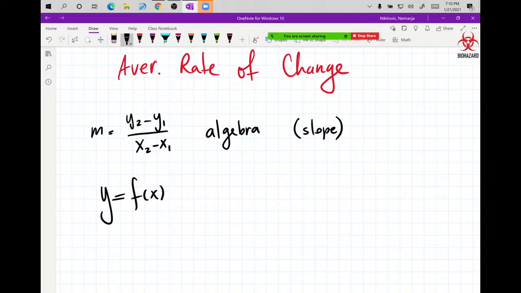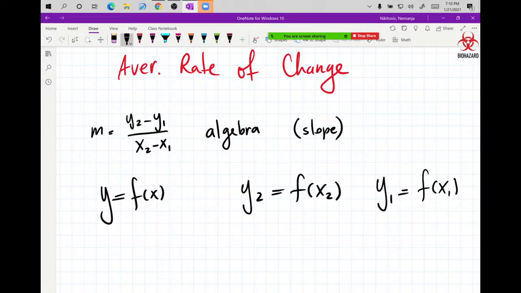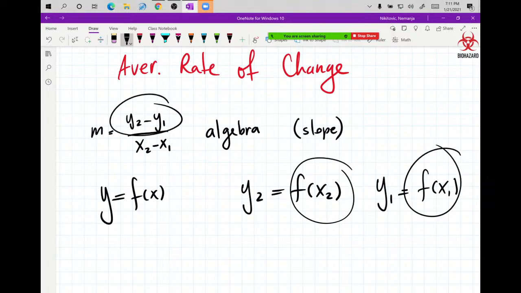Right? We defined function as y equals f of x. So we can compute these y's as we plug in numbers into x. That means that y2 must be f of x2, because the y value is going to be produced by plugging x2 into the function. And the y1 value will be produced by plugging in x1. Now I can just plug these into the formula.